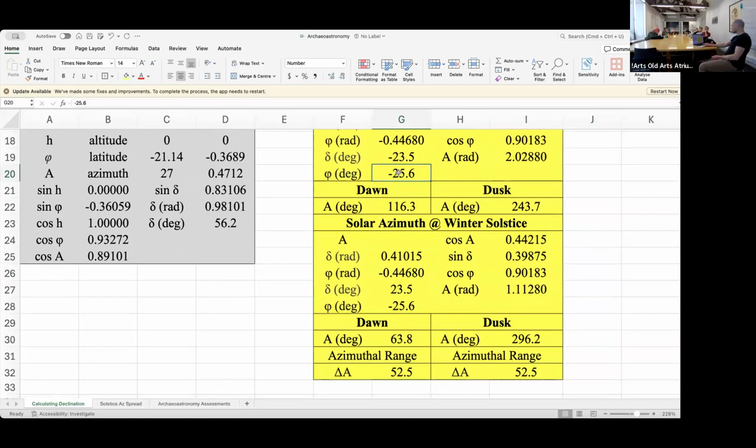What if I were to do this and put in our latitude as at the equator? Is this going to be a larger or smaller number, do you think? Do you think that spread increases as you go further away from the equator, or it decreases as you get further away from the equator? Any guesses?